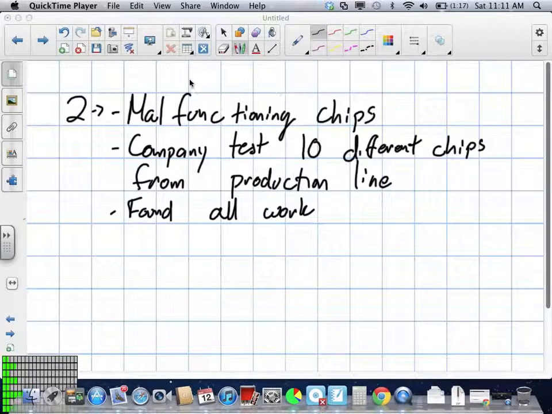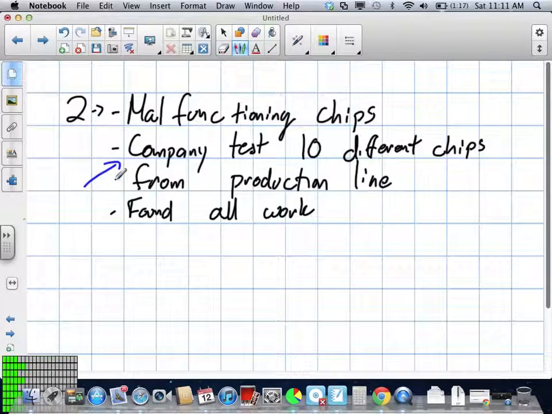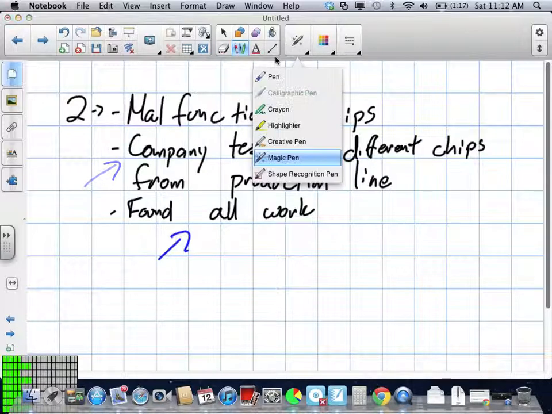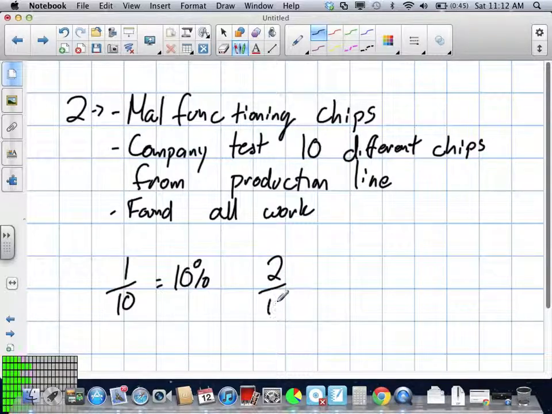Okay, second question here, probability. This company's got some malfunctioning chips, and the company quickly tests 10 different chips from the production line, and they find that they all work. So even the lowest amount, they didn't even find 1, right? So 1 out of 10 would have given us what percentage? 10%, that's right. If 2 of them didn't work, what would that percentage be? 20. They're jumping up by 10% at a time.